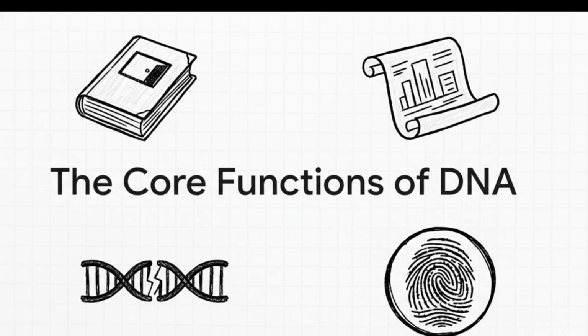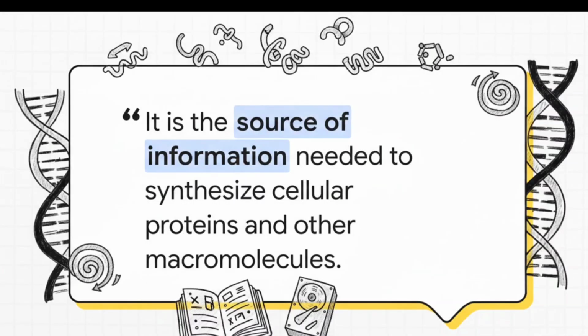Third, it has to be able to replicate itself almost perfectly to pass all that information on to new cells and, of course, to the next generation. And finally, when you get right down to it, it's the ultimate source code that defines the unique identity of every single living thing. So when you boil it all down, DNA is the ultimate source of information for the cell. It's not just a molecule. It's a library, it's a cookbook, it's a hard drive, all rolled into one incredible package, holding every instruction needed to build and run an entire organism.